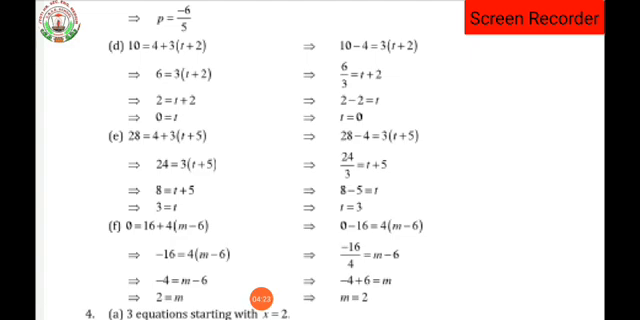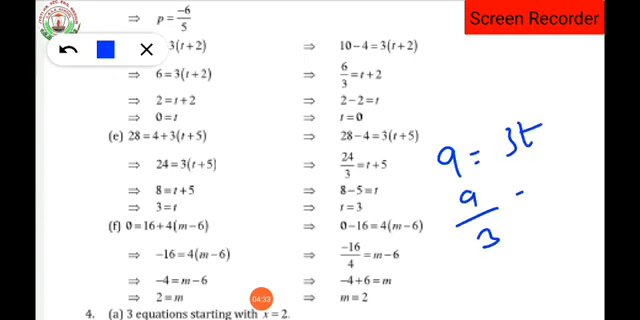Clear up to here? 3t we will get now. So that 3t will be divided by, as we are getting the answer 9 is equals to 3t. Isn't it? Now 9 divided by 3 is equals to t. So 3 ones are 3 and 3 threes are 9. So 3 is equals to the value of t.